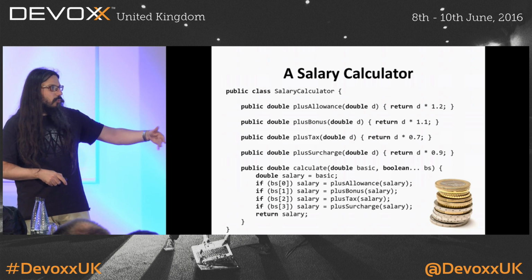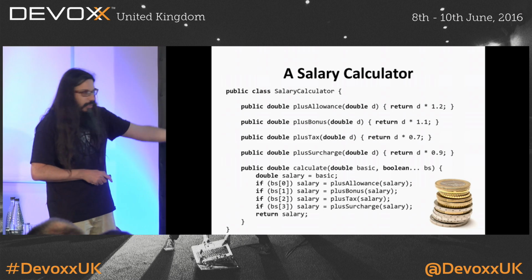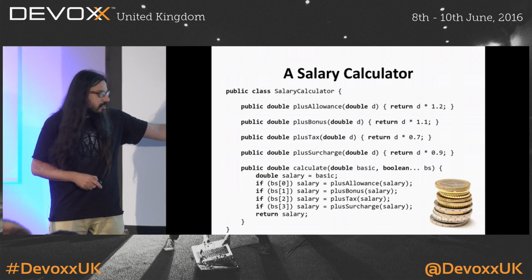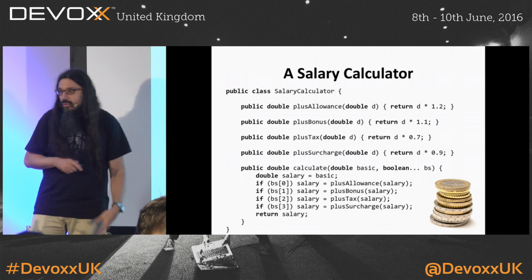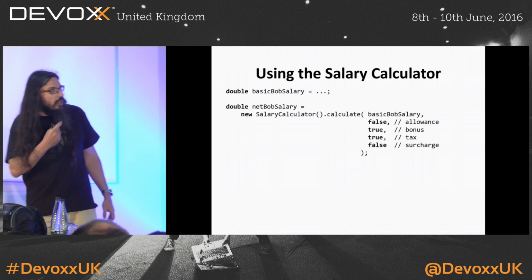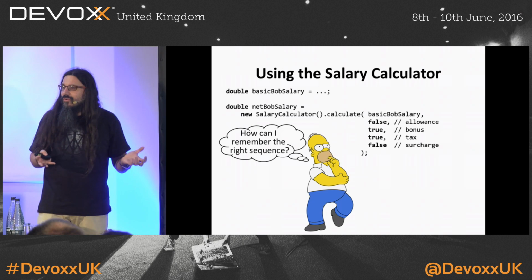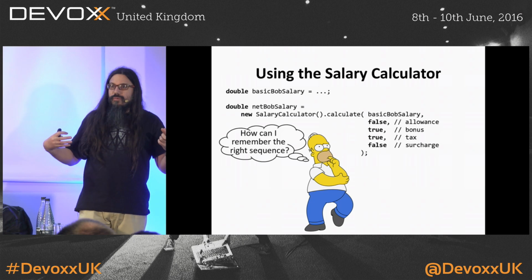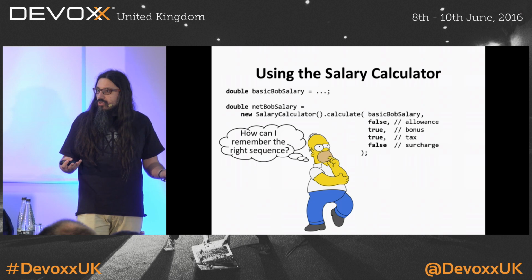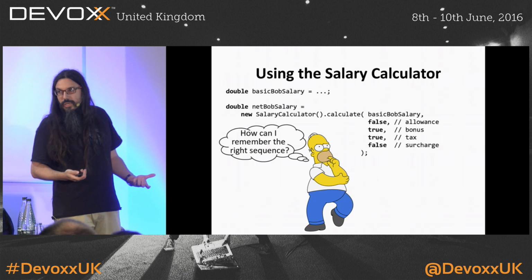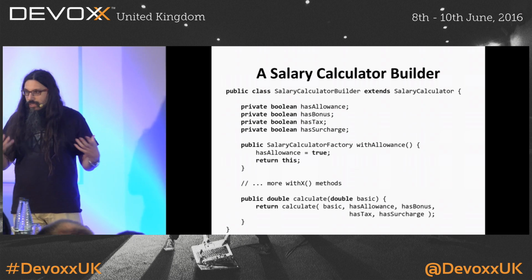So okay, here I'm not doing any check on the size of the array for brevity, but you get the point. If the first flag is set, you want to add the allowance. If the second flag is set, you want to add the bonus, and so on. Okay, so the way you use this stuff is this way. And of course, it is not very readable because you have the basic salary, and then you have a bunch of flags. And it's hard to remember the right sequence. It's almost impossible. Okay? So what you normally do in this case, you create a builder, a factory.